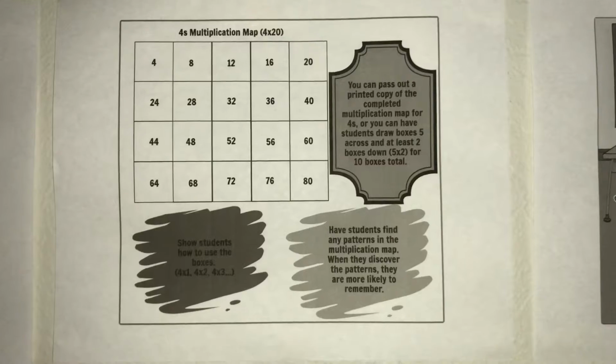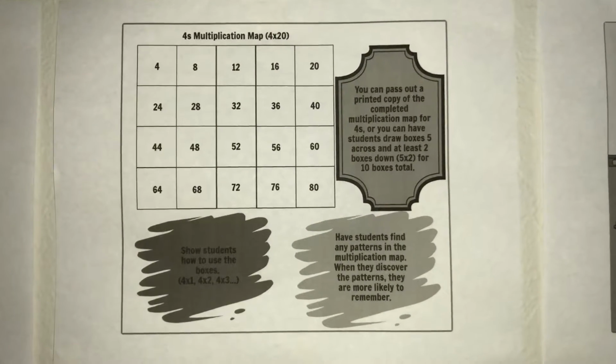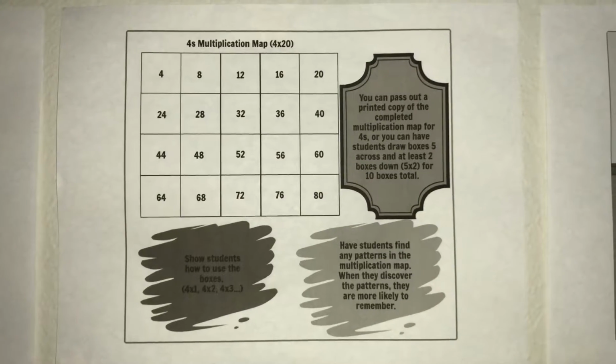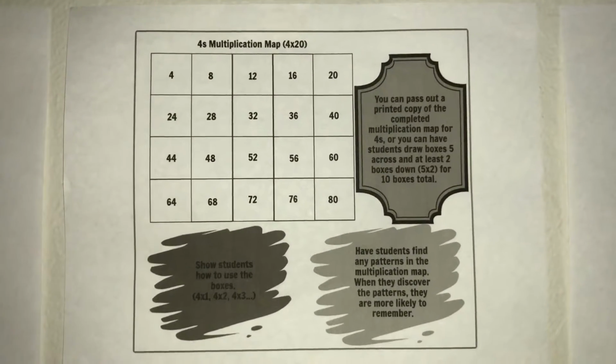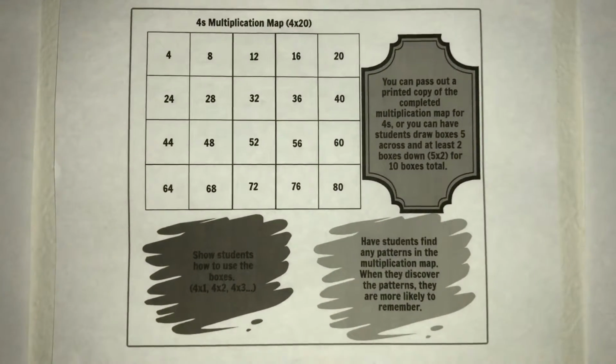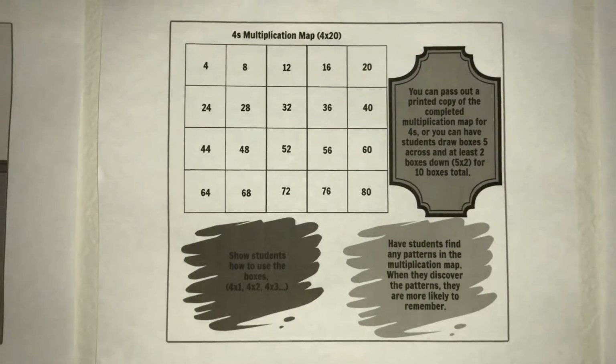Step 1 is to introduce a completed multiplication map. This is going to show students the map filled out so they can help identify and discover patterns. You want students to do the discovery of the patterns on their own so they are more likely to remember. You're going to show students how to use the boxes.